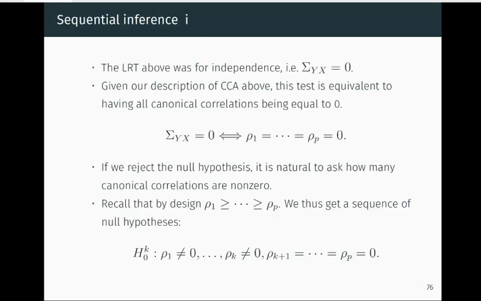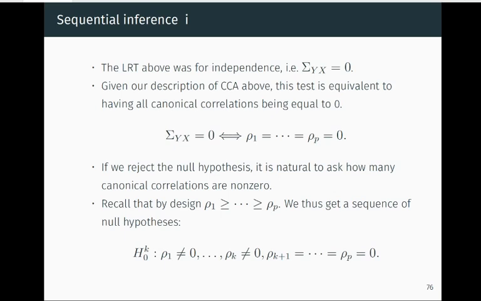So that was the first topic on large sample inference. The second topic is about sequential inference. And so the likelihood ratio test above was for independence, so when the covariance matrix is equal to 0 under a normal distribution, which of course implied that all of the canonical correlations at the population level were also 0.